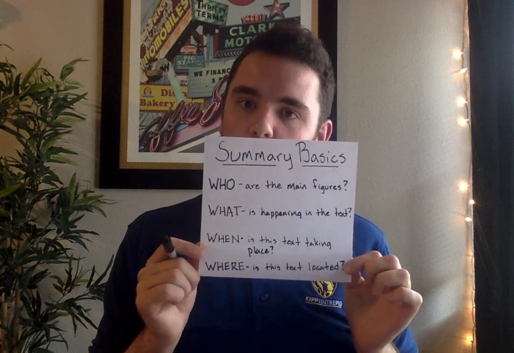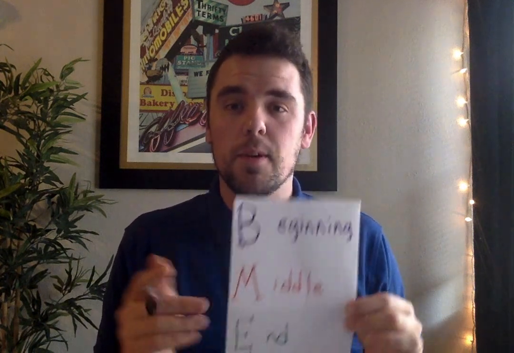So, let's do a quick summary of Goldilocks so that we can end the video and get you started on your actual work. Goldilocks summary. Let's include the main points of a summary. So we need the who, the what, the when, and the where. We need our 4 things. We also need to make sure that when we're finished with our details, we put our summary into beginning, middle, end format. Okay?